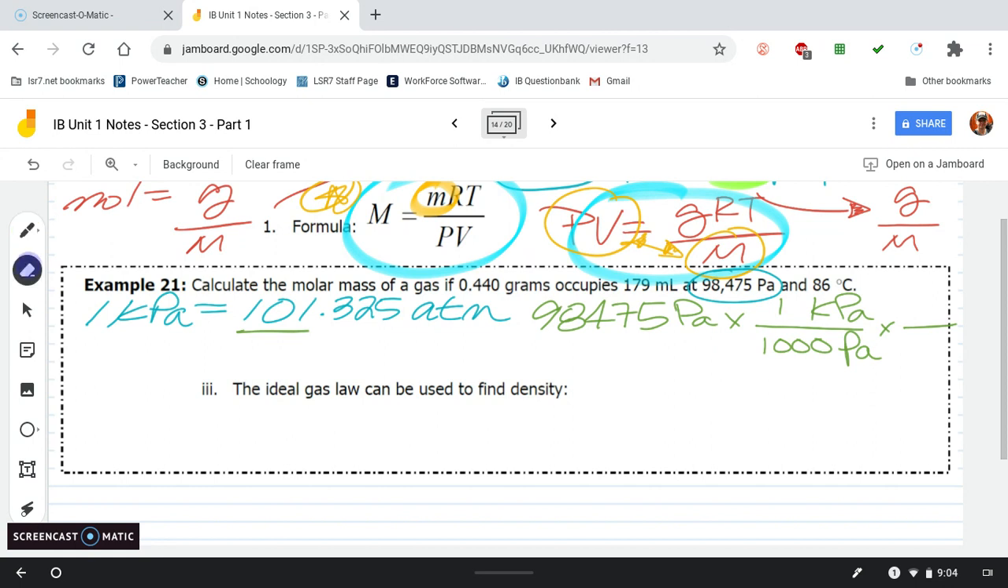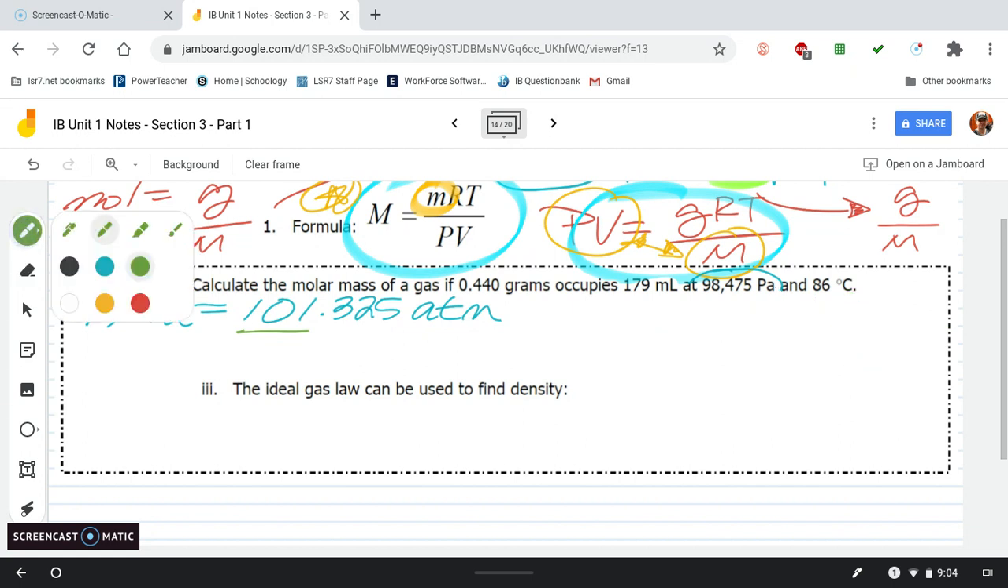So let me clean that up real quick. I need a little more space than that to make sure that looks right. Now, you don't have to do this. You can just use the conversion that they give you, but I really like working in the ATMs because I think that the students are more familiar with it.